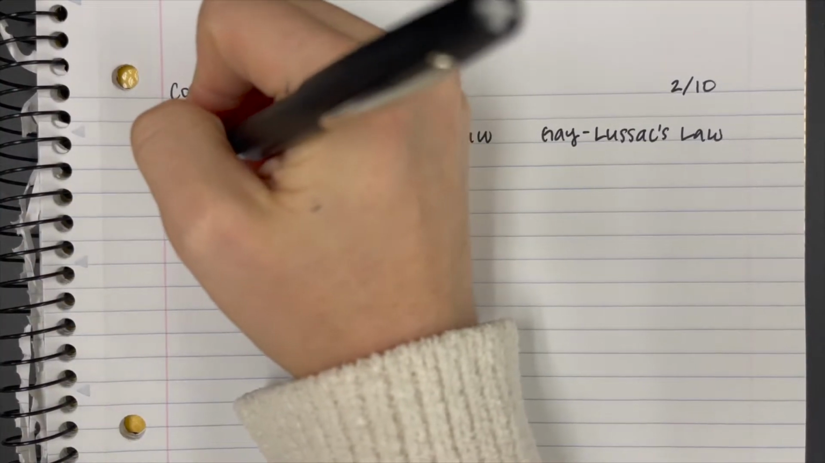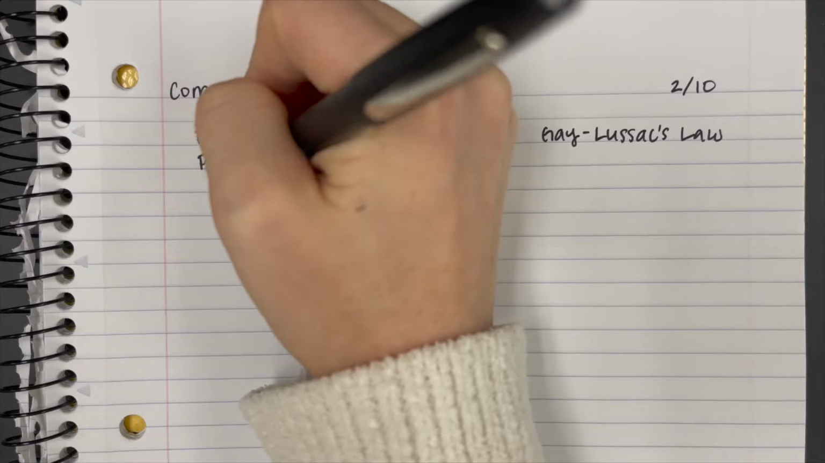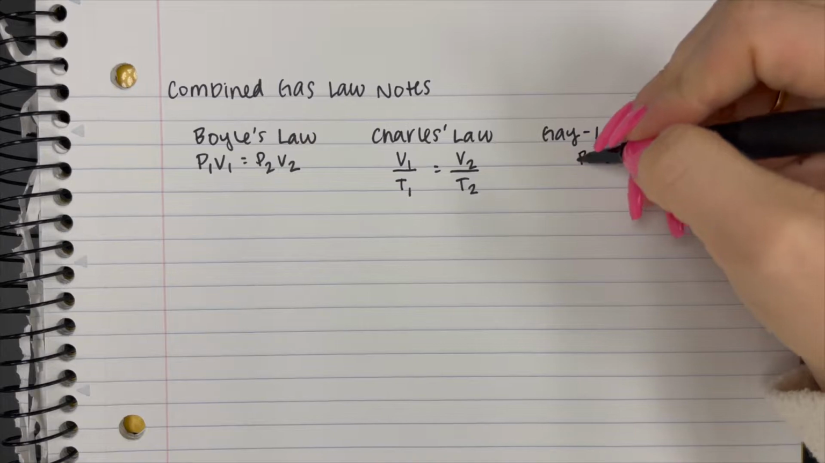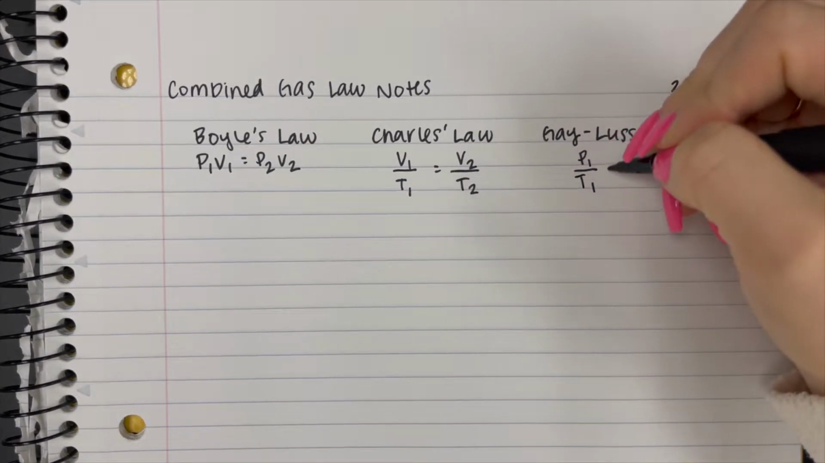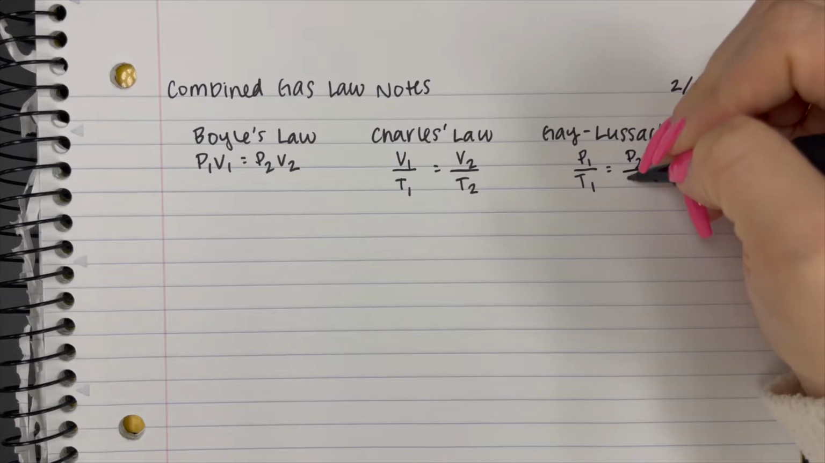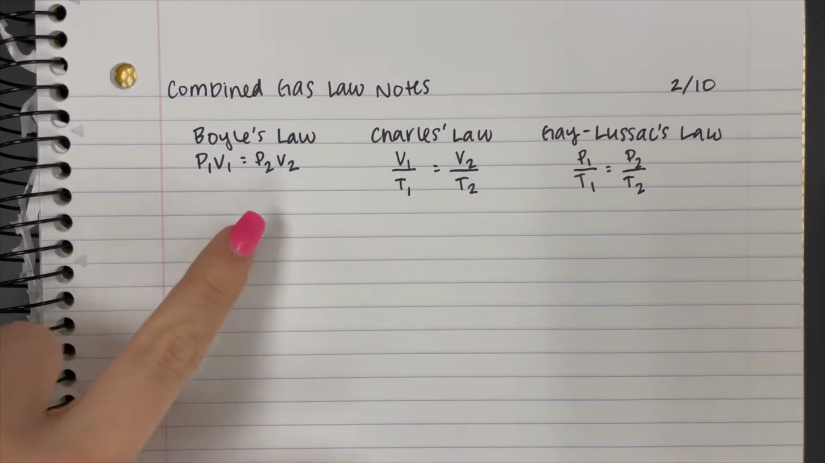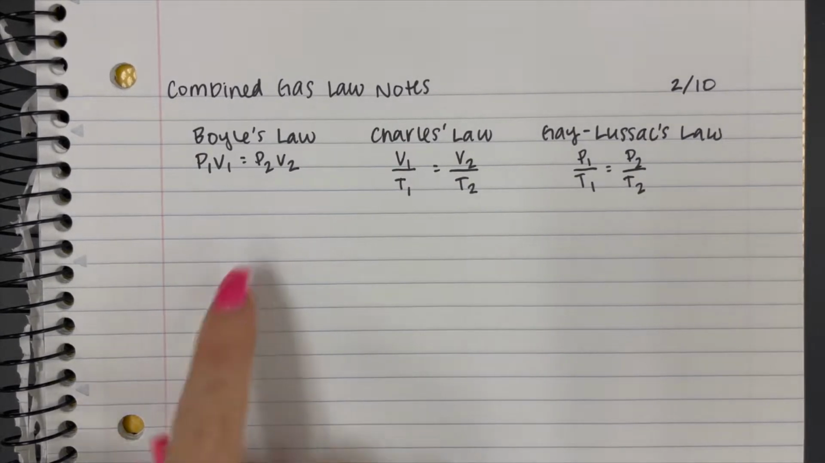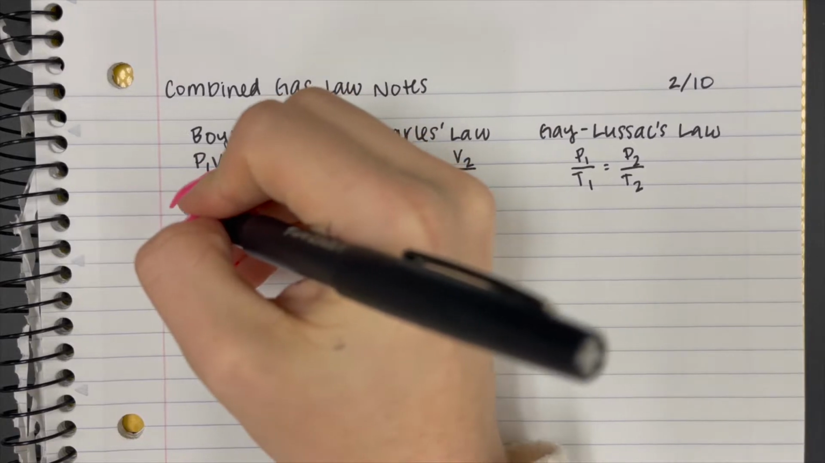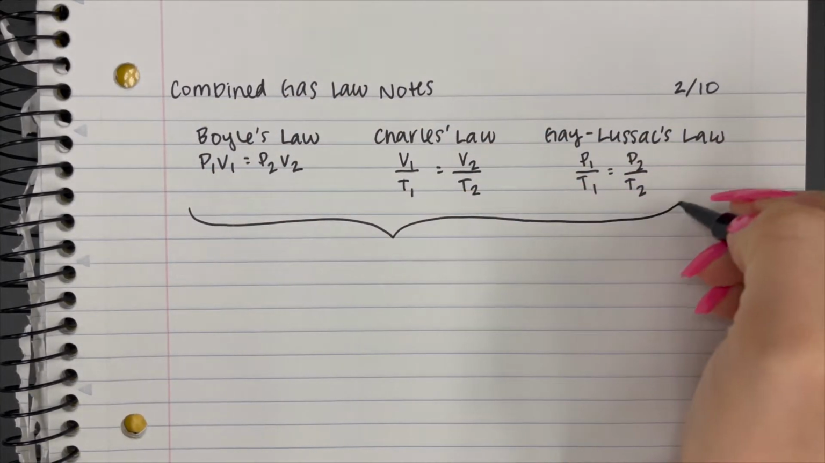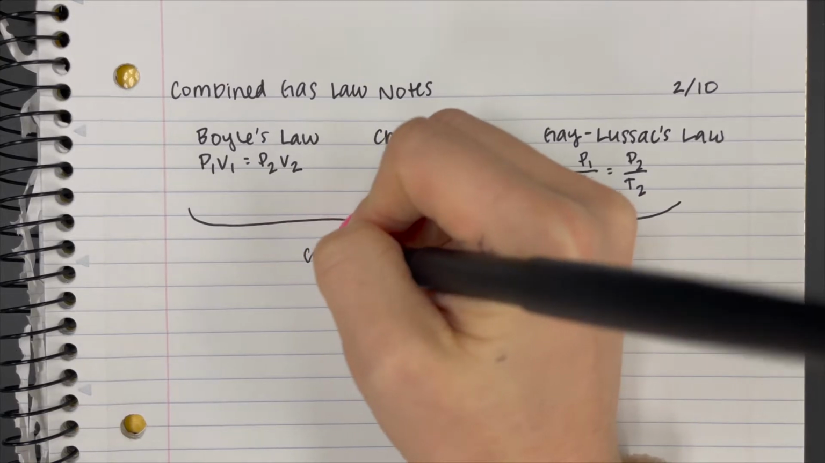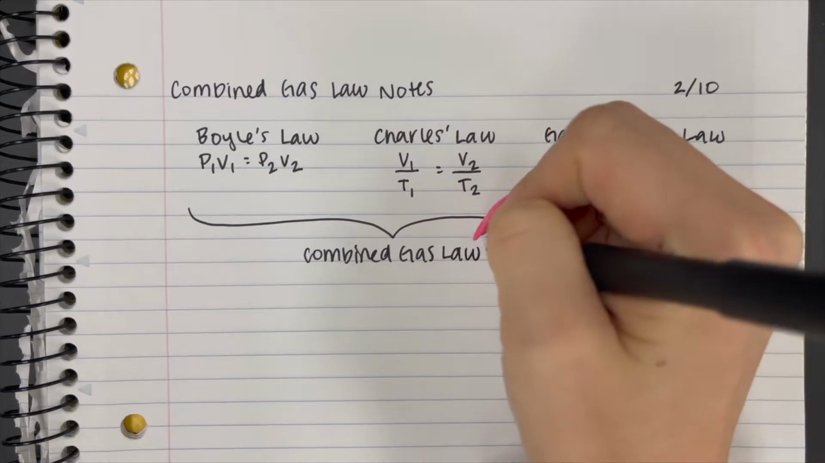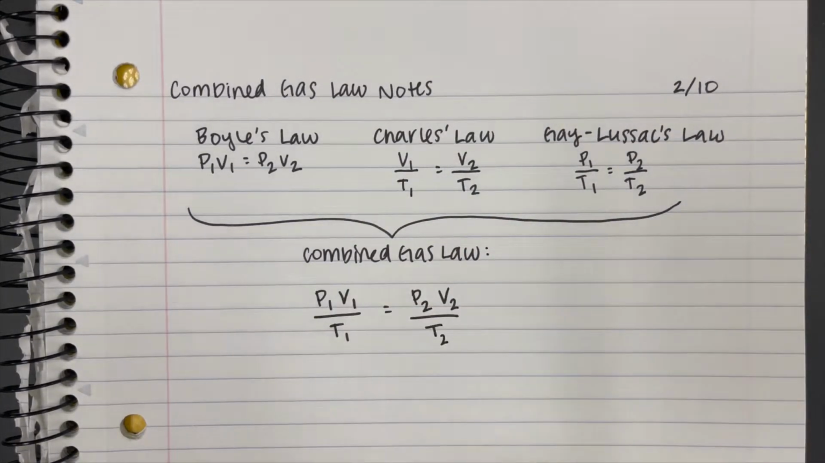And on those slides, they had some mathematical equations. We didn't do the equations for each of these. However, you do not need to write these ones down. This is the equation for Boyle's law, Charles' law, and Gay-Lussac's. Instead of having to memorize 3 different laws, we can put these all together into what we call the combined gas law. And that is what we'll be using today.